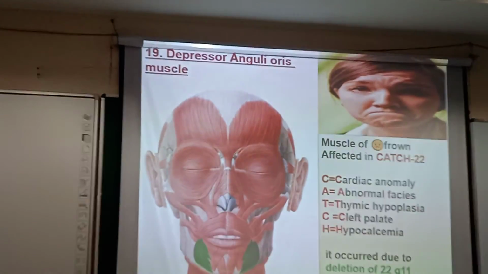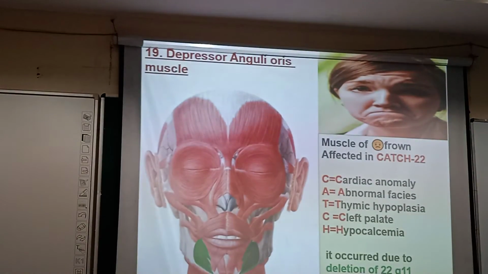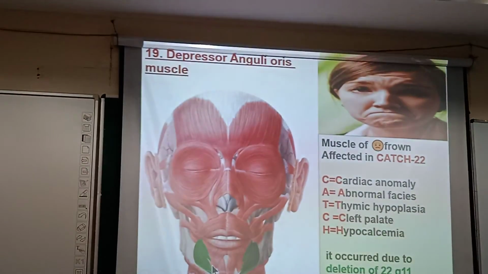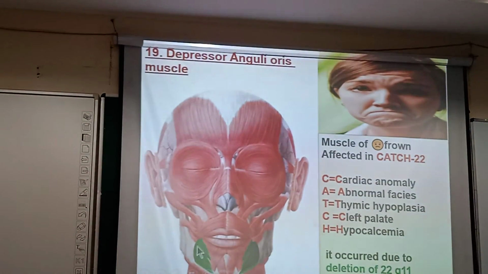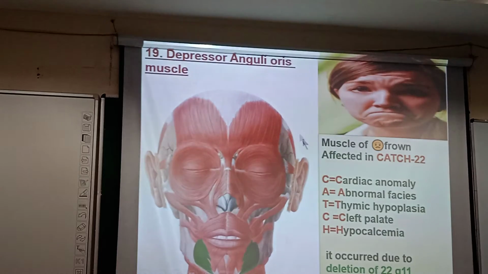Depressor anguli oris. From the anterior oblique line, just posterior to the depressor labii inferioris, it takes its origin and gets inserted into the angle of mouth. Depressor anguli oris: oris means mouth, angle, and it depresses. It has got very clinical significance.